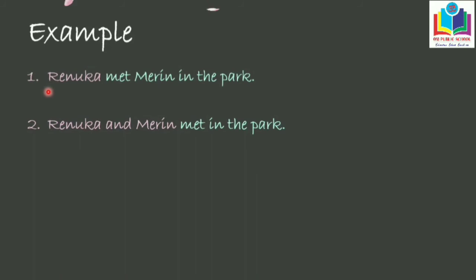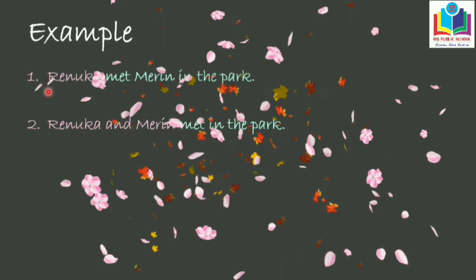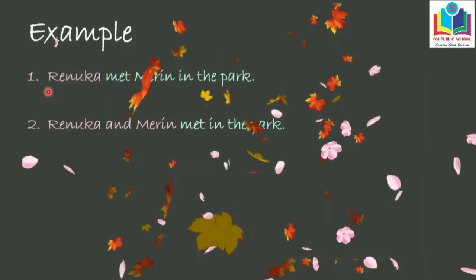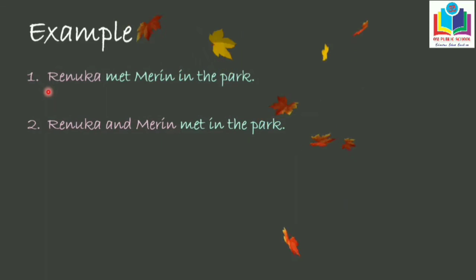I'm going to show you two different examples over here which pretty much have the same words in them. The first one is Renuka met Merin in the park. Here, Renuka is the doer. She is doing the action. And what action has she done? That she met Merin in the park. So this particular part of the sentence is now the predicate.